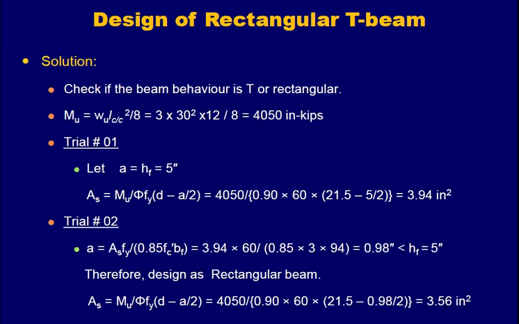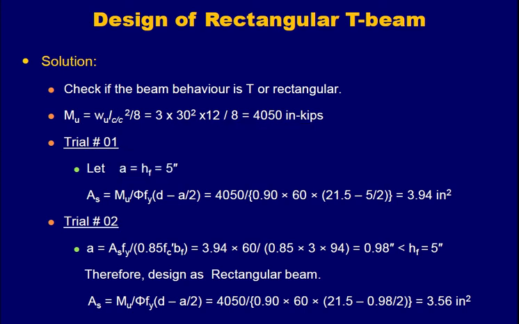Now, the most important check in the T-beam is check if the beam is behaving like a T or a rectangular. And you can check it by comparing your small a with the HF. Okay, so MU, you are given with the WU, so you are calculating MU, which is equal to WU L squared divided by 8. You are using L center to center. Okay, so in this case, your MU is 40-50 inch kips. Trial number one, let a is equal to HF. You are directly taking a equals to height of flange.